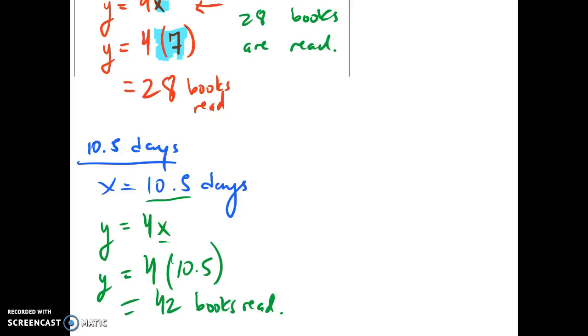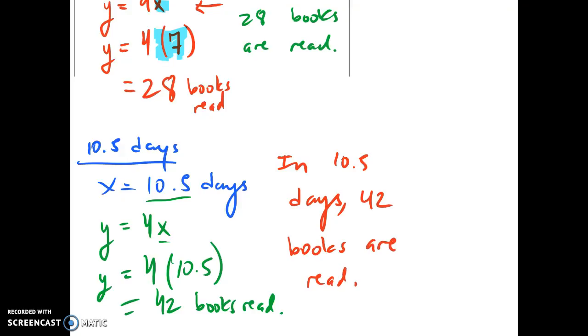This means that in 10.5 days, 42 books are read. And that's it.